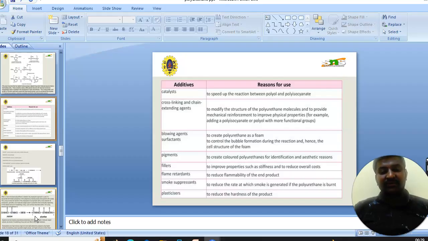Flame retardants were used to reduce the flammability of the end product. The next is smoke suppressants. They were used to reduce the rate at which smoke is generated if the polyurethane is burnt. Next are plasticizers, to reduce the hardness of the product.